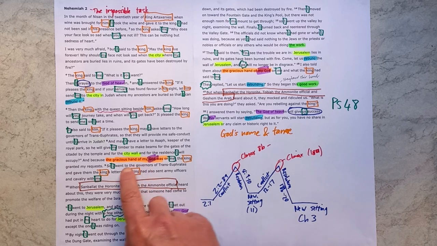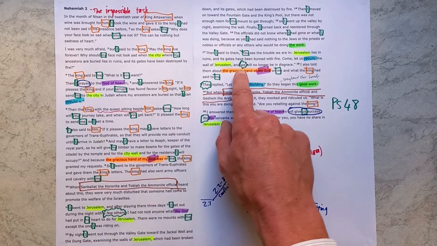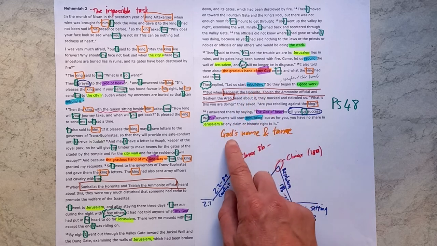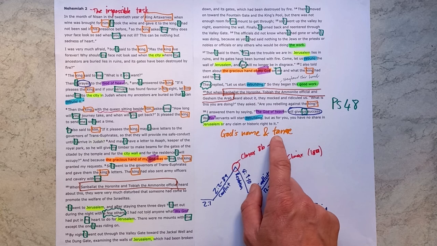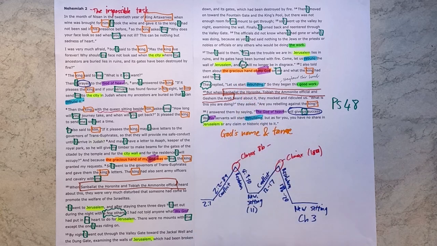And as those now who trust in Jesus, the gracious hand of God is now on us. And that same gracious hand that strengthened Nehemiah to do the impossible task ahead of him is the same gracious hand of God that is now at work in us, strengthening us as we trust in God to do the impossible, to make God's name and fame known in the world around us. That gracious hand of God is strengthening us for that task ahead.